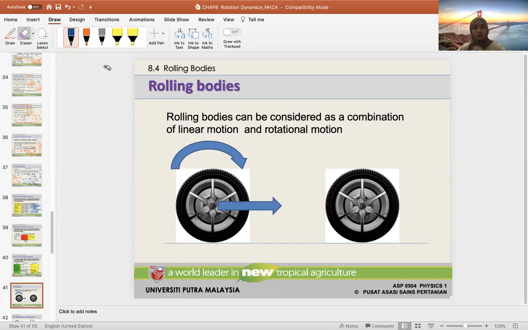Okay, so now we move on to rolling bodies. Rolling bodies can be considered as a combination of linear motion and rotational motion. Please imagine your car tires. They are rotating and also moving forward. So that is translational motion, moving forward, to the right, to the left or whatever. It's also rotating, right? If it is just rotating and not moving forward, then you just call it rotational motion. But if it's rotating and also moving forward, then you say that it has rotational and translational motion.